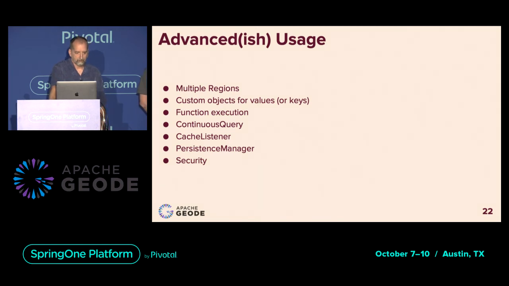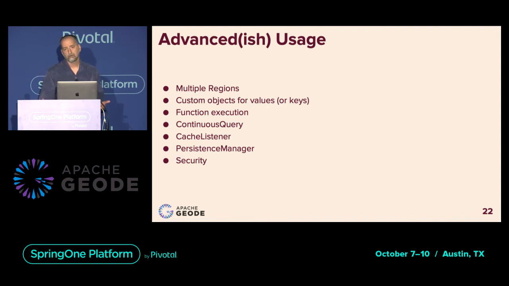In more advanced usage, there are obviously quite a bit more that you can do with the native client. Again, you can create multiple regions with different types for everything. Custom objects for values or keys. We support function execution, continuous queries, cache listeners, persistence manager if you want to tail off values into your favorite database.